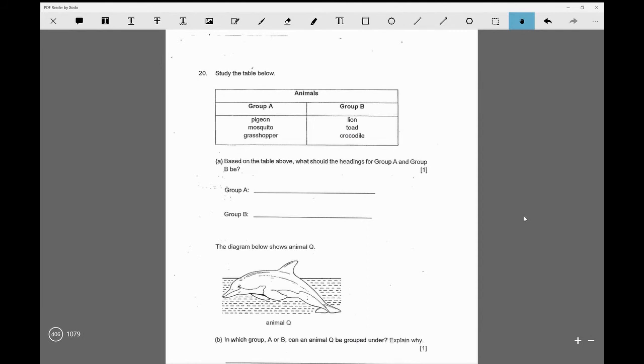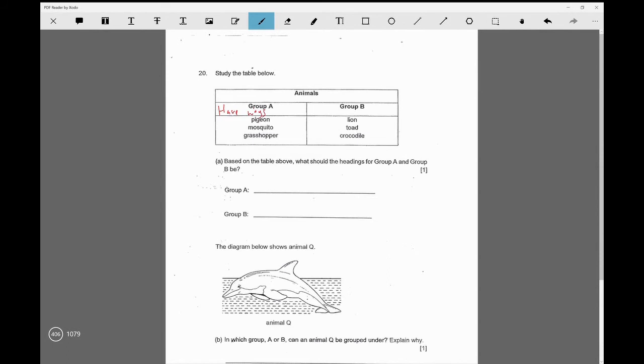Group A, you cannot group them based on animal groups because pigeon is a bird, mosquito and grasshopper are insects, lion is a mammal, toad is an amphibian, crocodile is a reptile. So it cannot be based on their animal groups. Outer covering also no, because pigeon has feathers, mosquito and grasshopper have exoskeleton. What about body parts? Yes, this one has wings. They all have wings.